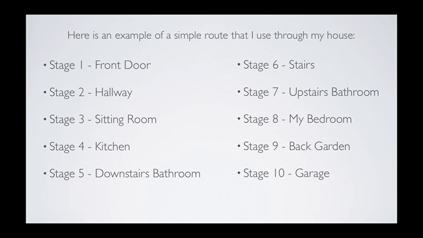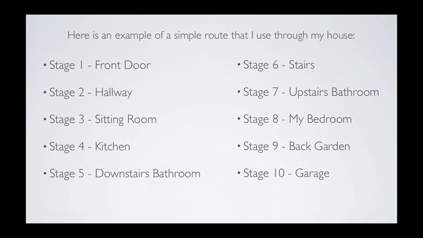Then stage 5 is the downstairs bathroom. Then I walk over to the stairs, which is stage 6. Then I go to the upstairs bathroom, which is stage 7. Then stage 8 is my bedroom. Then I go all the way outside of my house to stage 9, which is the back garden. And then stage 10 is the garage. So you can see the logical progression there is basically a way that I would walk through my house.